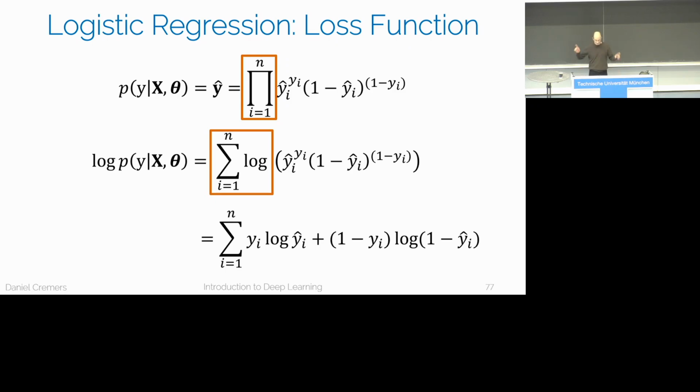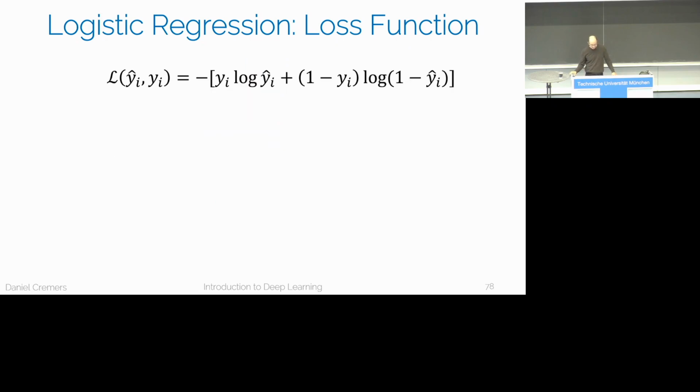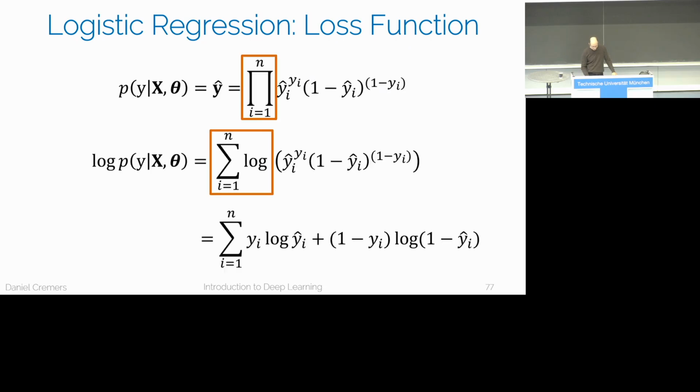And keep in mind, these yi's are always 1 or 0. So in the whole sum, there's always one of the two terms that's not actually there. Because yi is either 0, then the first term disappears, or it's 1, then the second term disappears. And so for each training sample, we have a loss function of this form. Here I maximize this expression.